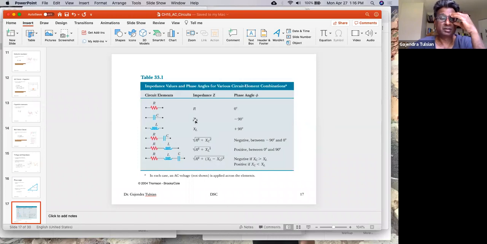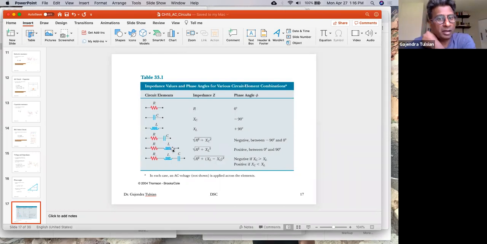This slide summarizes the two values. For a purely resistive circuit, there is the impedance and the phase angle is 0. For a purely capacitive circuit, it's 1 over omega C and the phase angle is minus 90 degrees. For a purely inductive circuit, it's omega L and it's plus 90 degrees. If it's a resistance plus a capacitance, the phase angle is between 0 and minus 90 degrees, and there is the impedance value.